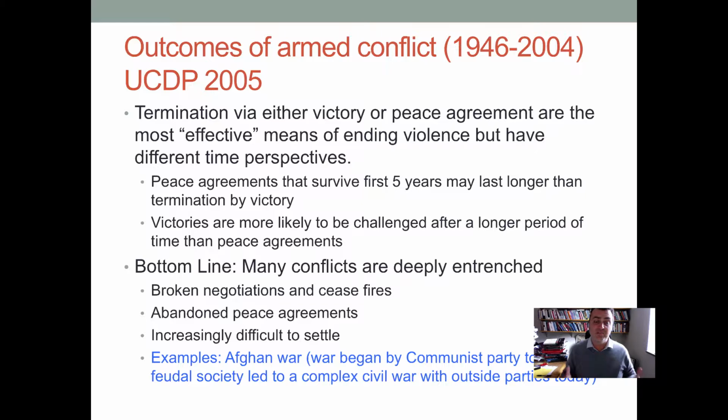Now, the bottom line is that many conflicts are deeply entrenched. We have broken negotiations, ceasefires, abandoned peace agreements, and a lot of conflicts are becoming increasingly difficult to settle. Just look at Afghanistan. The Afghan war began with the Communist Party trying to reform a very feudal society. That led to a complex civil war and then to the entry of the Soviet Union in 1980 in the Afghan war.